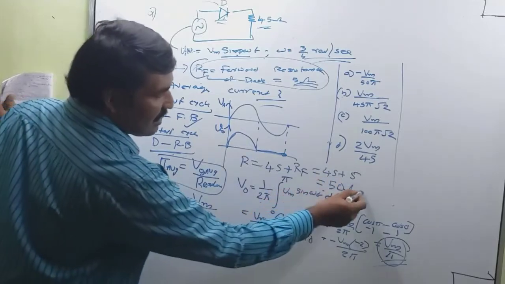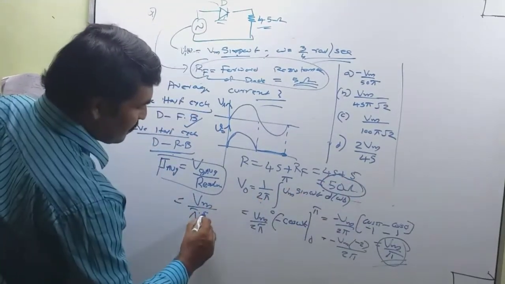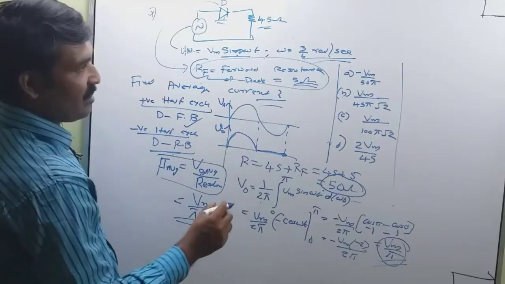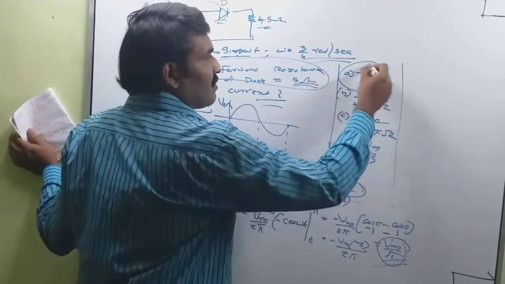The average voltage is Vm by pi, divided by the total resistance, that is 50. So the average current is Vm by 50 pi. So A is the correct answer, option A.